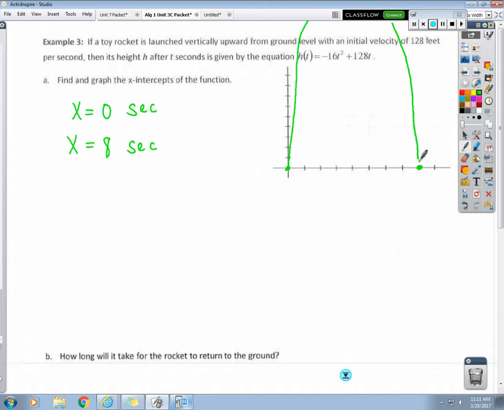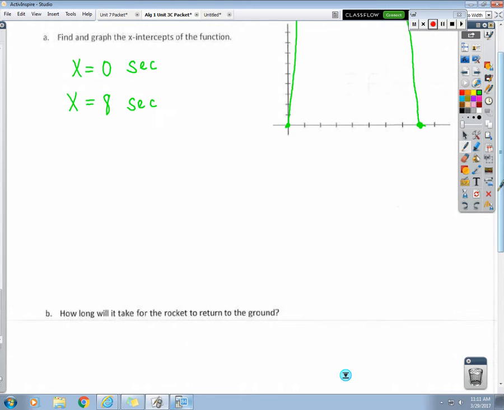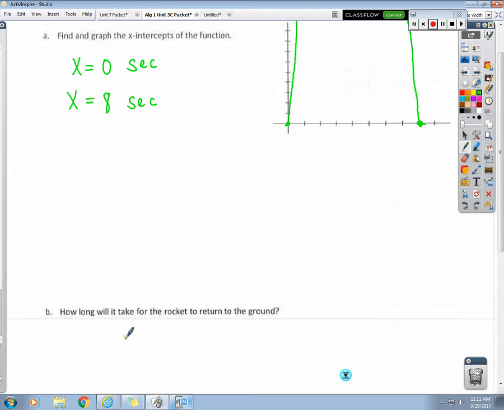Now, when I get to here, should I stop at the intercept, or should I continue going and draw an arrow? Why should I stop? Right, you hit the ground, so you wouldn't go below ground. So that's where it would stop. Okay, so how long will it take for the rocket to return to the ground? 8 seconds.